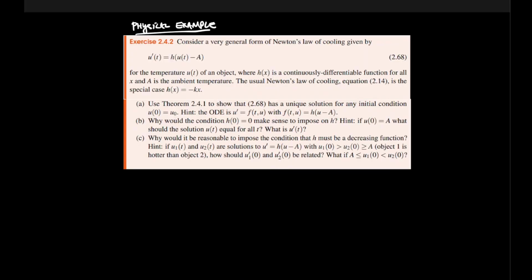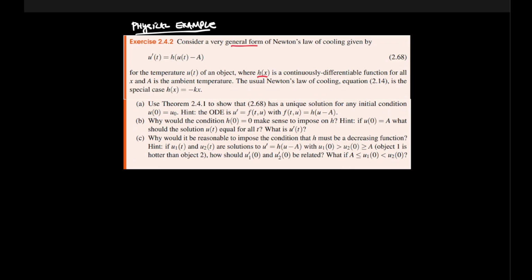All right, so we're coming back and we're going to look at this physical example. We're going to look at Newton's law of cooling, in a general form, meaning instead of just that k sitting out in front, the law of cooling is really the output of this function h of u of t minus a, where the temperature of the object is that unknown function u of t, and where h of x is a continuously differentiable function for all x, and a is the ambient temperature outside, in the environment.